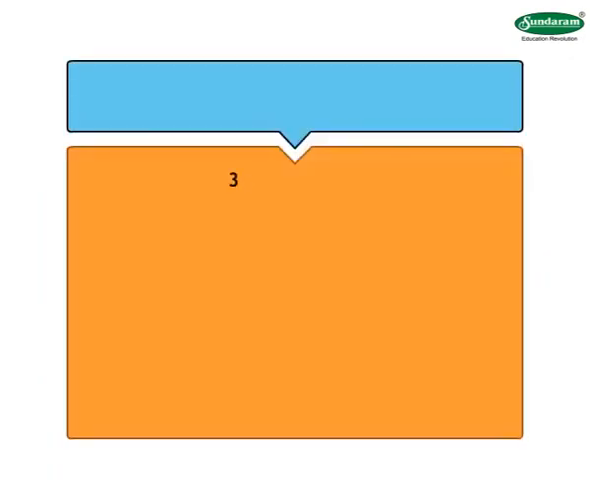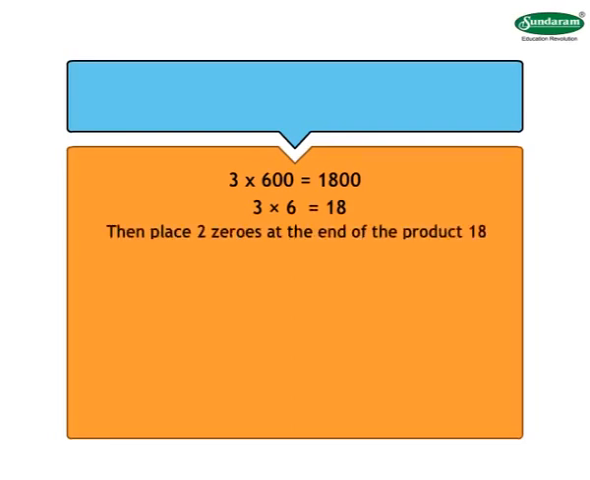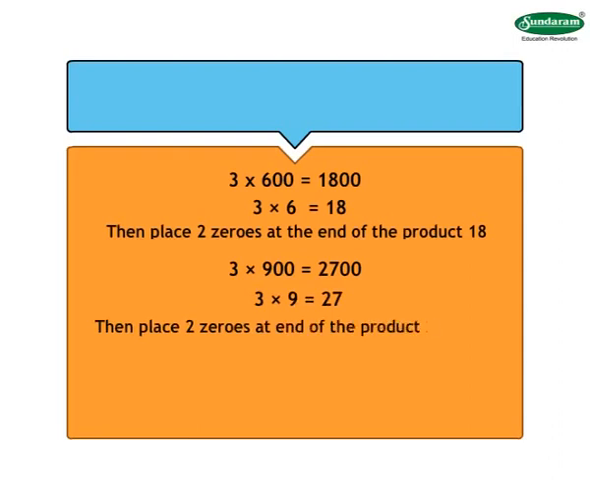Also, 3 into 600 is equal to 1800. That is, 3 into 6 is equal to 18. Then place 2 zeros at the end of the product 18 obtained. 3 into 900 is equal to 2700. That is, 3 into 9 is equal to 27. Then place 2 zeros at the end of the product 27 obtained.